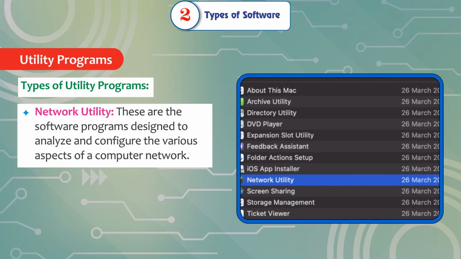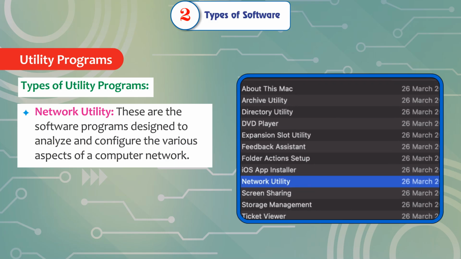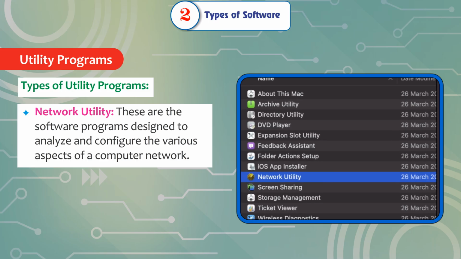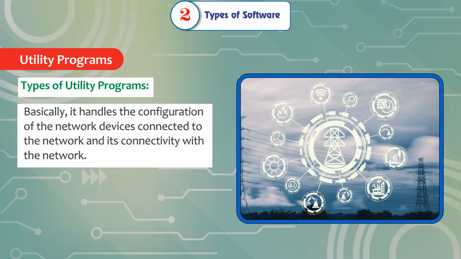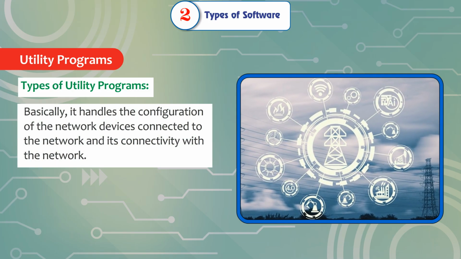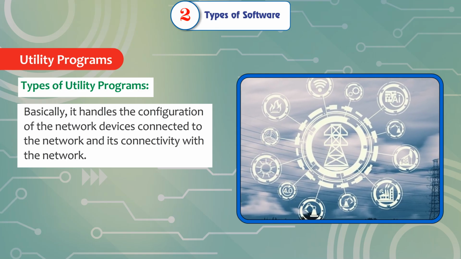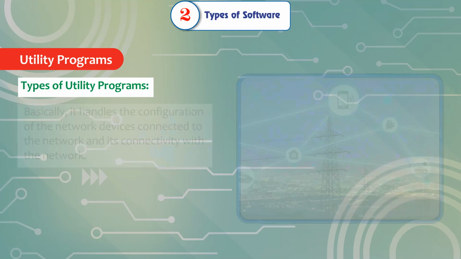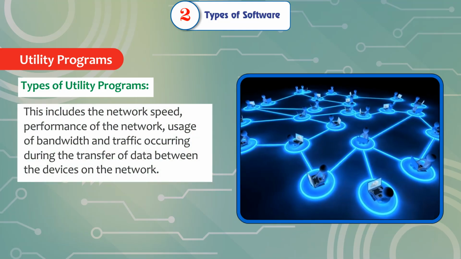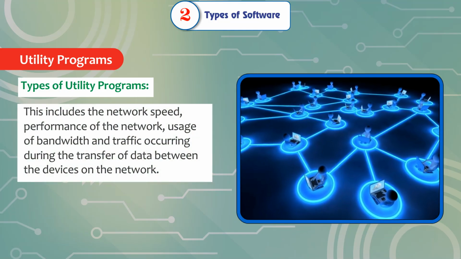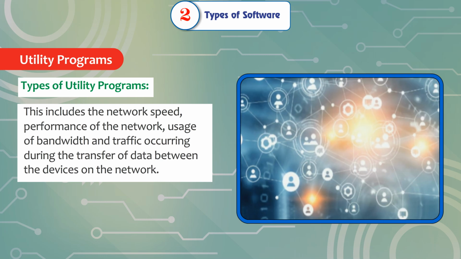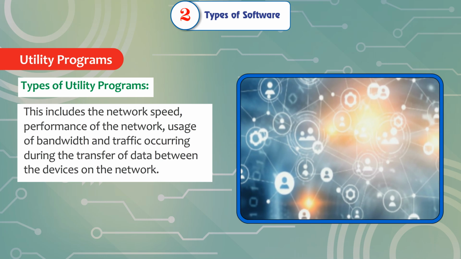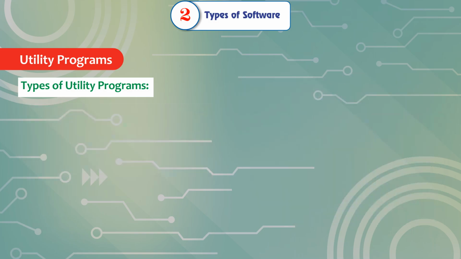Network utility. These are the software programs designed to analyze and configure the various aspects of a computer network. Basically, it handles the configuration of the network devices connected to the network and its connectivity with the network. This includes the network speed, performance of the network, usage of bandwidth, and traffic occurring during the transfer of data between the devices on the network.